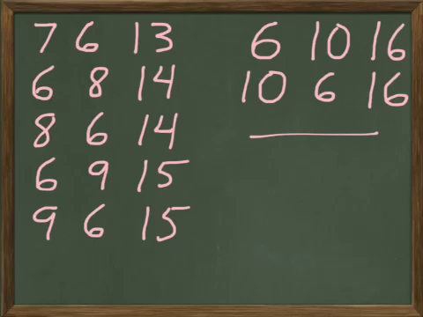Alrighty, those are some warm-up addition problems. Now let's go ahead and do some word problems. Okay, the first one is a farmer has 6 cows in one field and 2 in another. How many cows are in both fields?